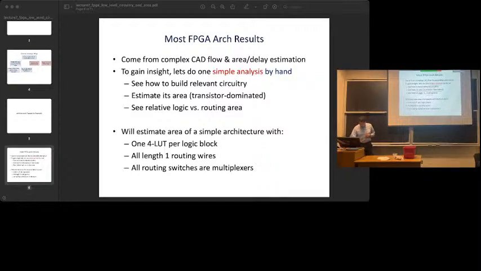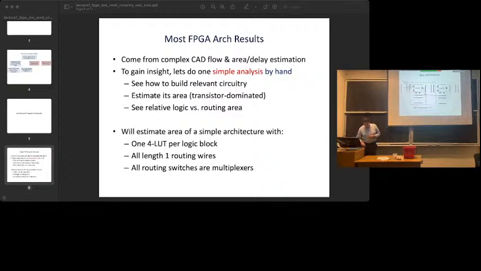Okay, so the way we're going to do this is we're going to take a simple architecture. One 4-LUT per logic block. So we're not doing that hybrid hierarchical FPGA architecture with the local routing. We're just doing one 4-LUT per logic block. It's going to be island style, but all of the routing wires are going to be length 1. So they go past one block, then you have to go through programmable switches to keep going. And all of the routing switches are made out of multiplexers, which is the most common way to build routing switches. So it's a simple FPGA, but it's not a crazy one.